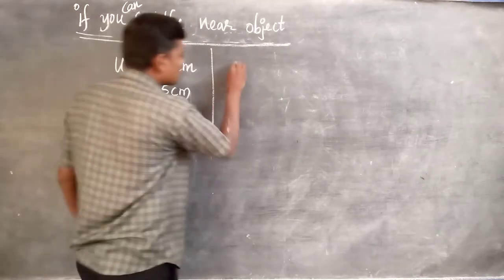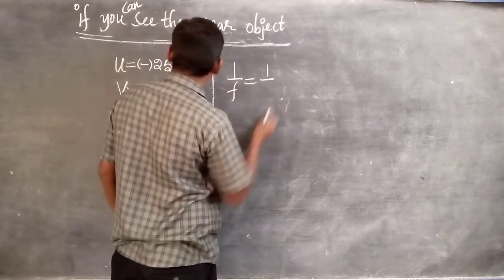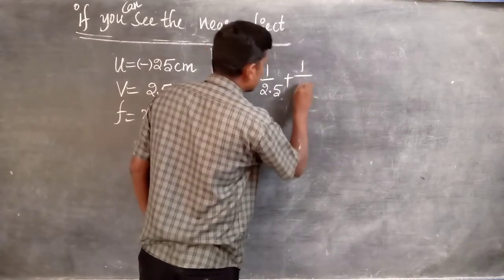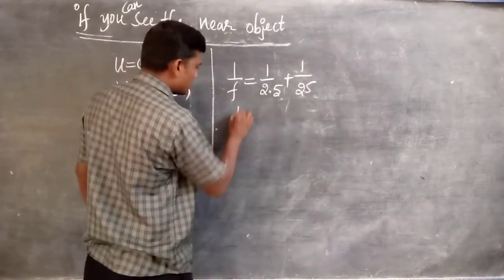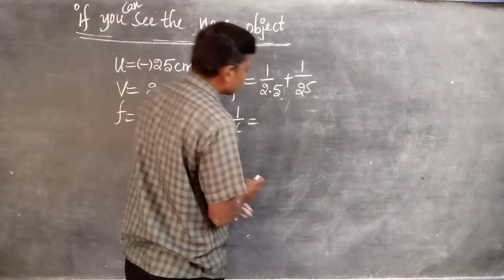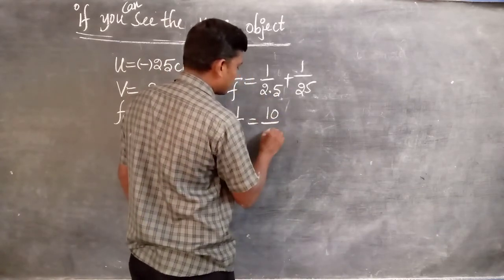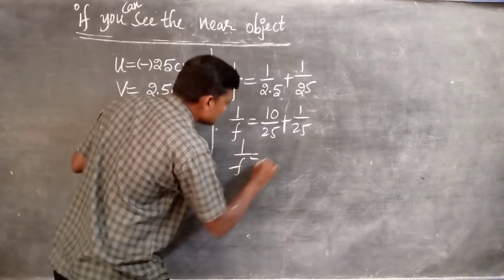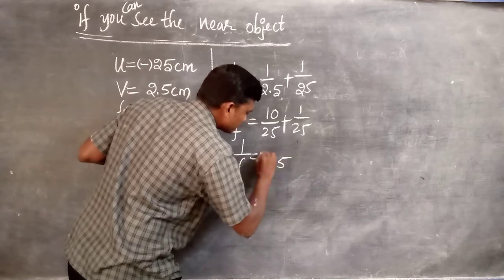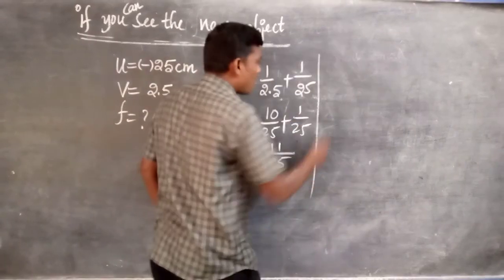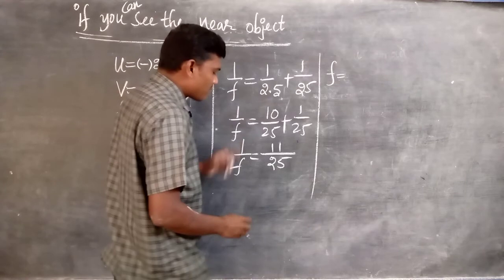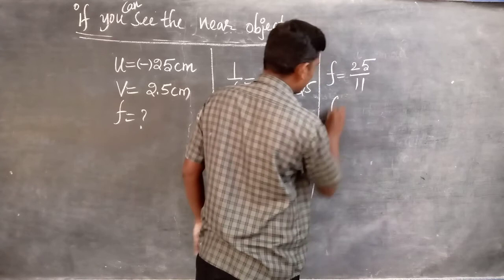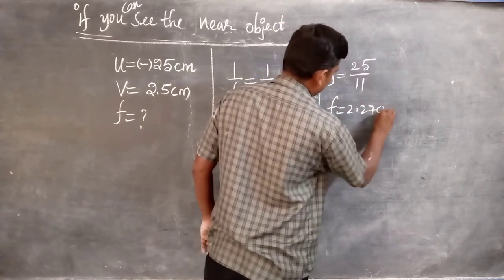v does not change. Same formula: 1 upon f is equal to 1 upon 2.5 plus 1 upon 25. Then 1 by f is equal to, I should write 2.5 as 10 by 25, plus 1 upon 25. Then 1 by f is equal to 11 by 25. So we find the focal length: reciprocal, f is equal to 25 upon 11. Then f is equal to 2.27 centimeter.